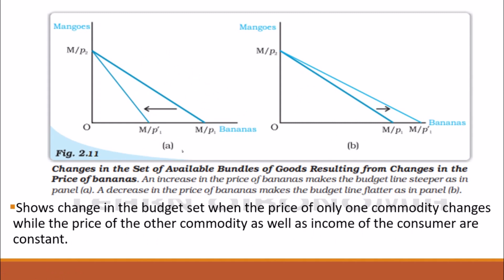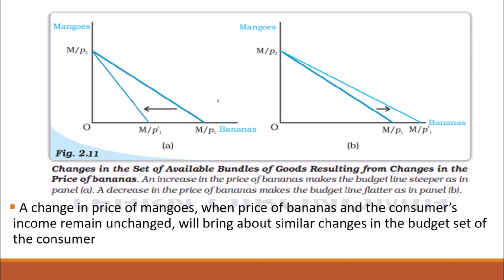So the figure shows a change in the budget set when the price of one good changes. Here you consider the price of the other commodity, that is P2, remaining the same, and also you think that the income of the consumer remains the same. So a change in the price of mangoes, when the price of bananas and income are unchanged, will have a similar effect on the consumer's consumption.